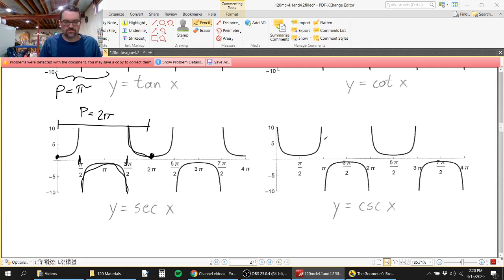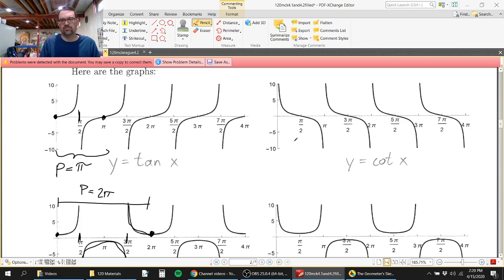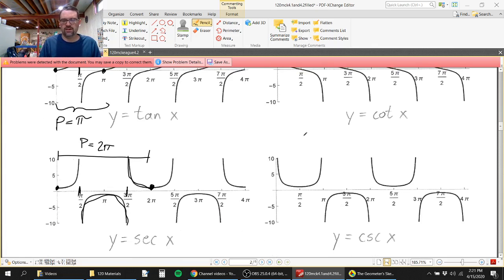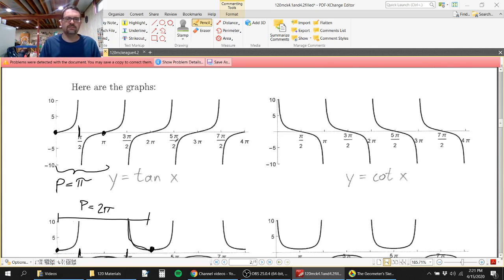We don't talk about the amplitudes of these guys because these functions all go off to infinity. They don't have like a top value and a bottom value. So they just go on and on forever. Vertically, that is. But then they repeat on and on to the left and to the right.